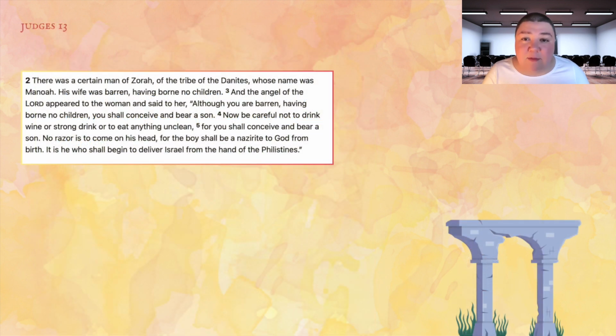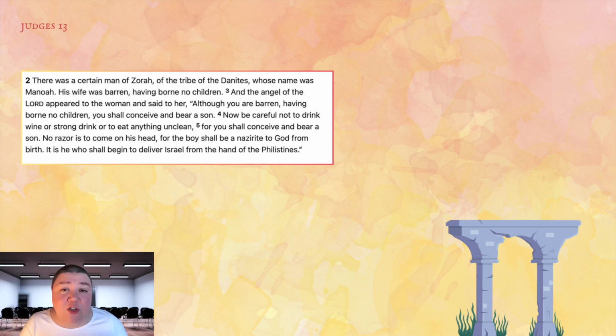There was a certain man of Zorah, of the tribe of the Danites, whose name was Manoah. His wife was barren, having borne no children. And the angel of the Lord appeared to the woman and said to her, although you are barren, having borne no children, you shall conceive and bear a son. Now be careful not to drink wine or strong drink, or to eat anything unclean, for you shall conceive and bear a son. No razor is to come on his head, for the boy shall be a Nazarite to God from birth. It is he who shall begin to deliver Israel from the hands of the Philistines.